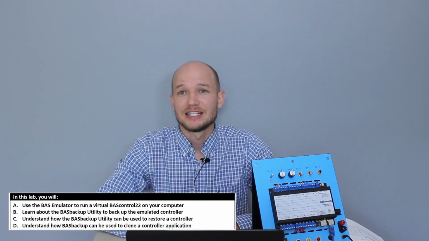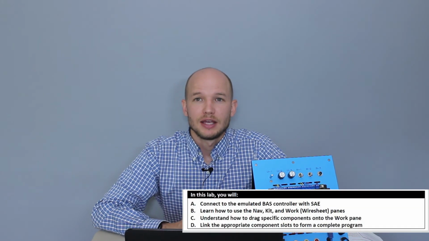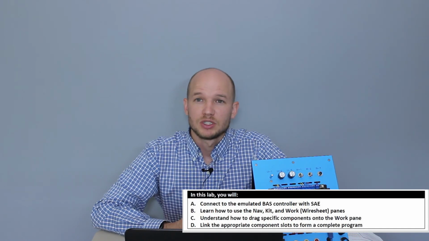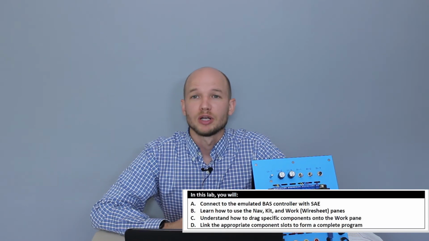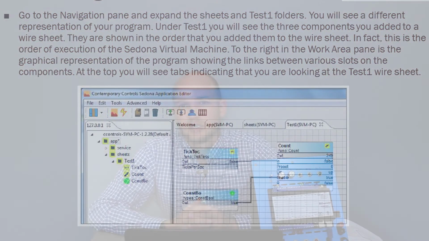We were able to use an emulator, create a virtual environment, and compare it to an actual controller. We saw just how identical they were once we logged in. We also used the BAS Backup tool. We were able to back up, restore, talked a little bit about cloning, and then we were able to look at some other data. In Lab 3, we start to use the Sedona application editor. And this is going to be great because we start to work in the program. We start to work with components, and we actually complete a program. So hopefully you join me for Lab 3. It's going to be a fun one.